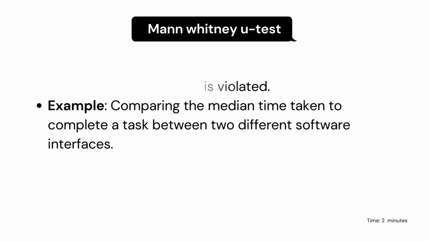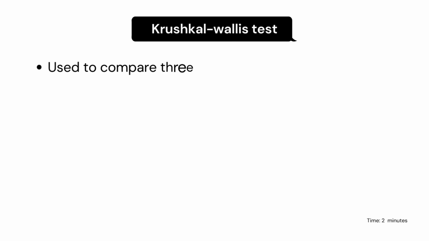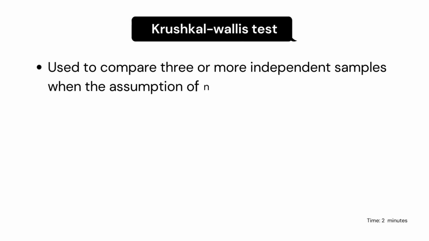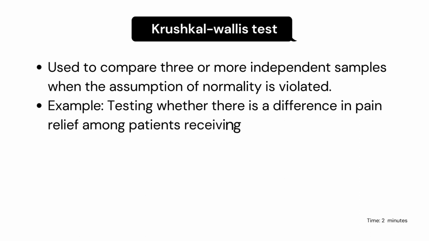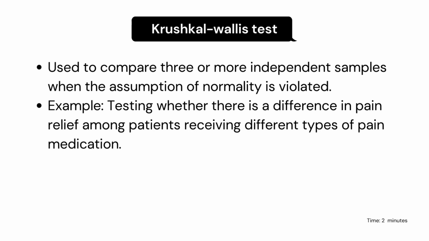Right? Now the next famous test is the Kruskal-Wallis test. It is used to compare three or more independent samples when the assumption of normality is violated. For example, testing whether there is a difference in pain relief among patients receiving different types of pain medication.